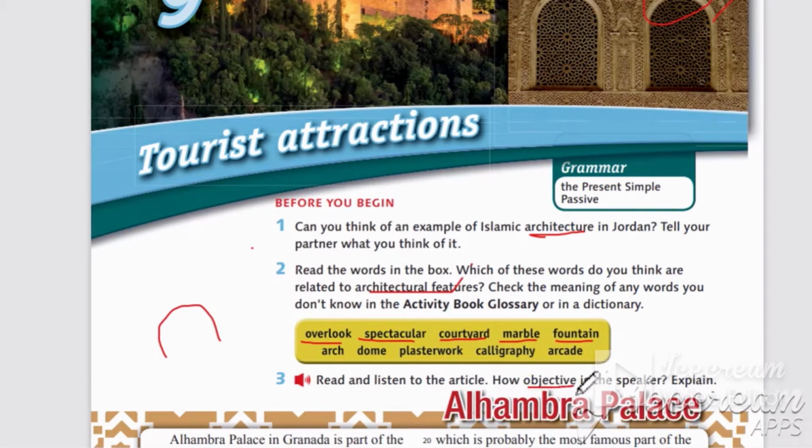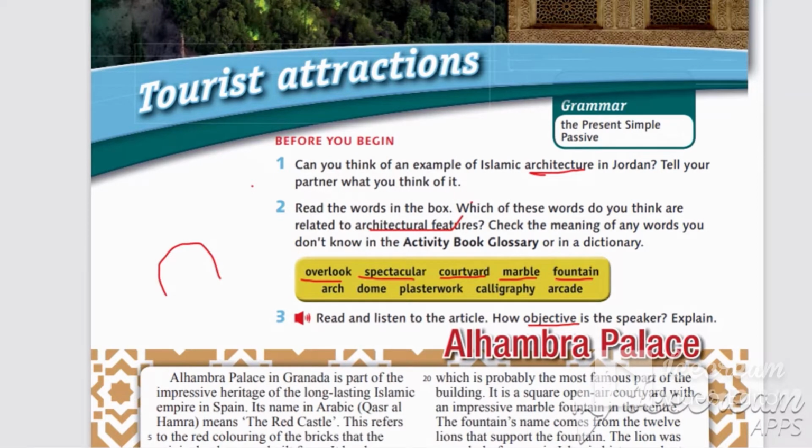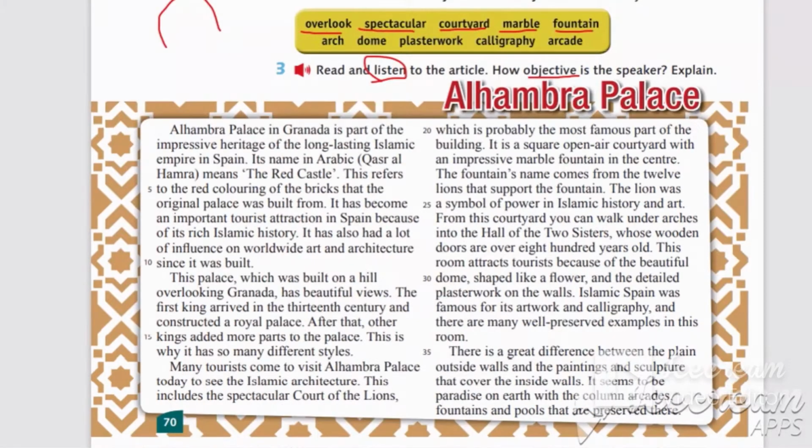How objective is the speaker? Explain. Before we read and explain the text, we're going to listen to the text. لازم نستمع لها يا مس. And then we will find how objective is the speaker. Okay? Now listen and find out. حكينا how objective يعني موضوعي. Okay يا مس? The speaker is. Okay? Listen. Module 6, Unit 9, page 70, Exercise 3.